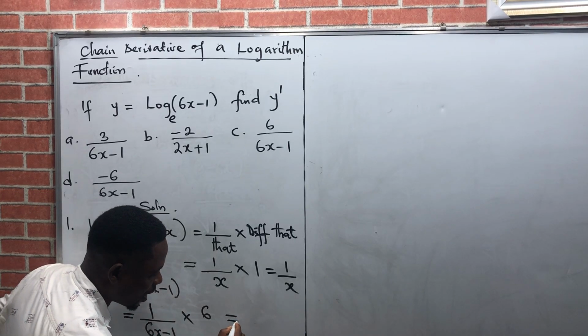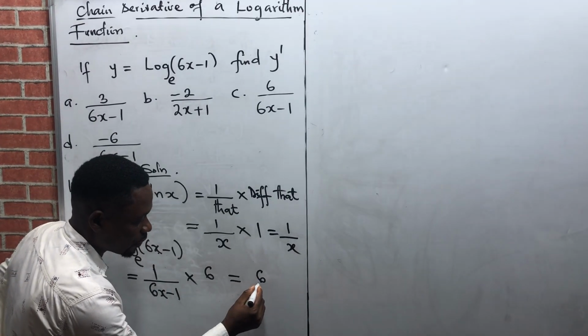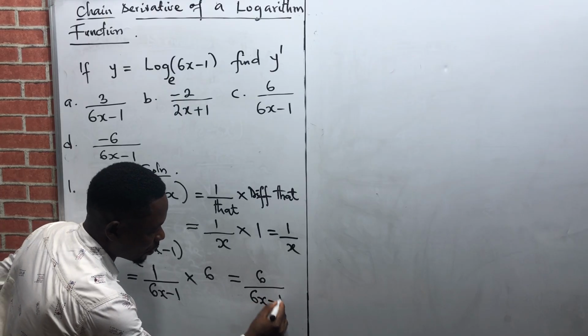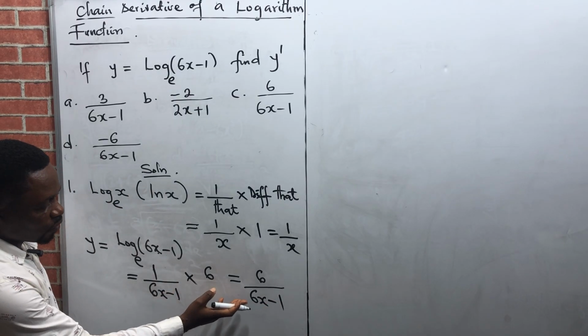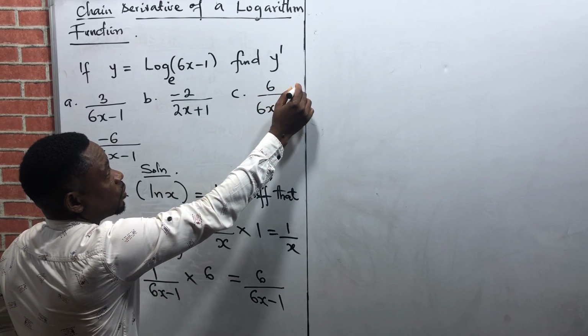So at the end now, I will say 1 times 6 will give me 6. Are you with me? Then all over, we have 6x minus 1. Can you see the tricks there? And that is the final answer. If you observe it now, you find out that in the options, the correct answer is option C.